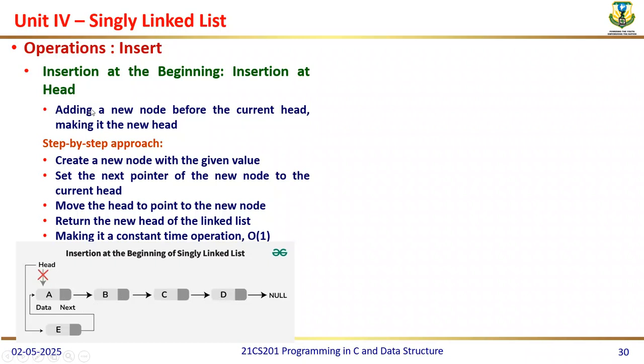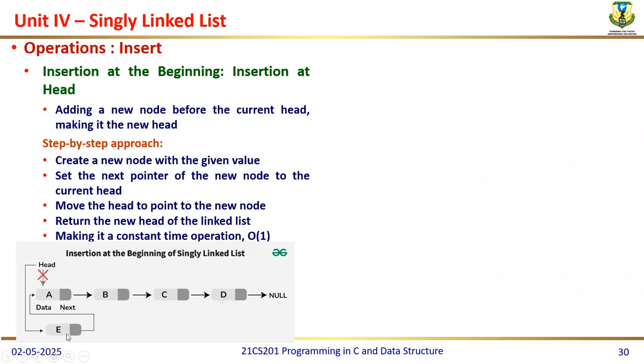Now I want to insert at the beginning, so that it becomes the head. Initially A is the head, followed by B as the first node, C as the second node, and D as the third node. Now I want to insert a new node at the beginning. That is very important: whenever I add a node at the first position, that node should be the head.